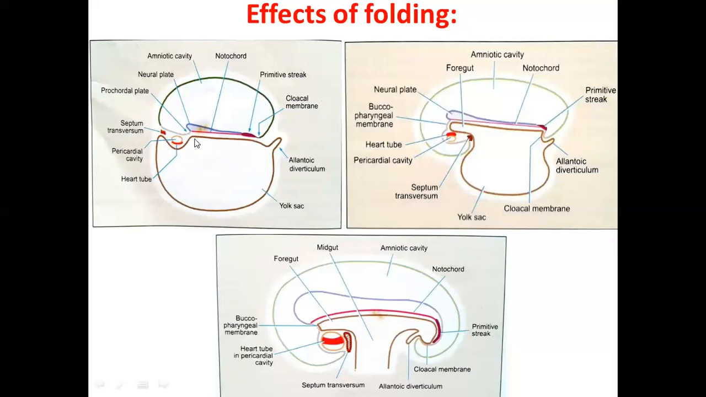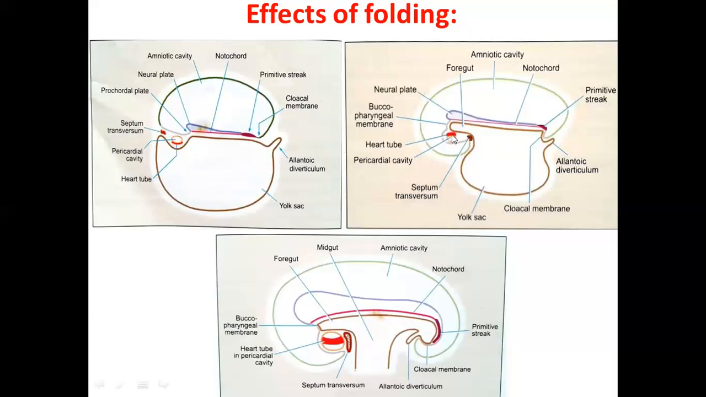Once the head fold takes place here, what are the changes? See this most anterior part, the septum transversum, goes here on the posterior side. Then this is coming most anteriorly to the buccopharyngeal membrane, initially the procaudal plate. Then the developing heart in the pericardial cavity was at the floor. But as head fold takes place, this red tube-like structure goes above, and this cavity comes below. You can see the change in location of the heart tube.